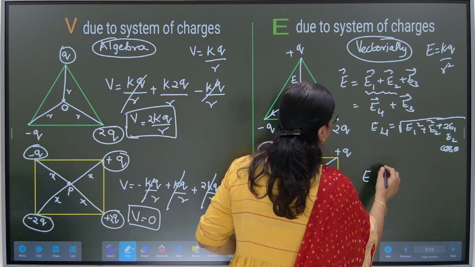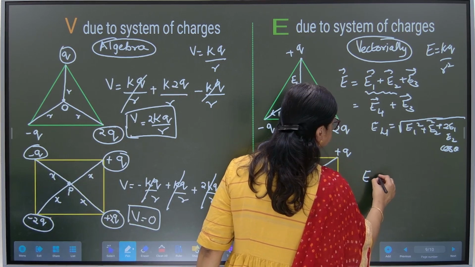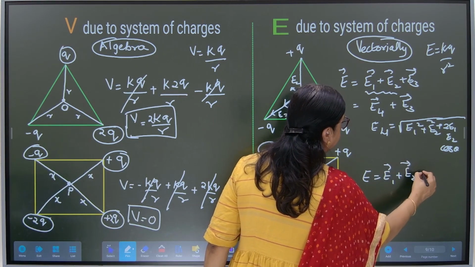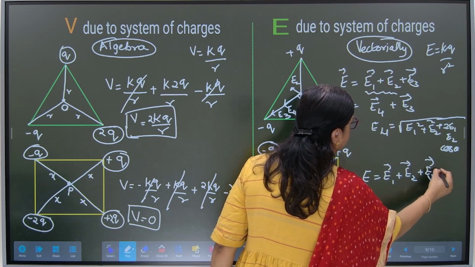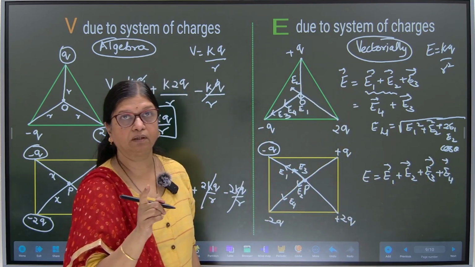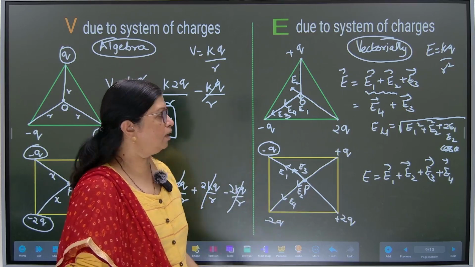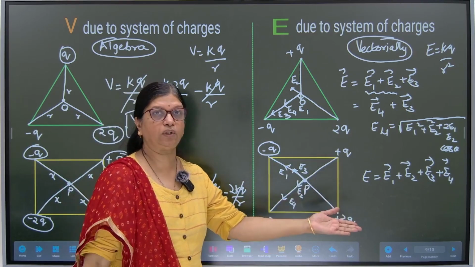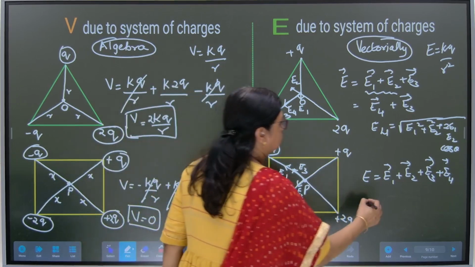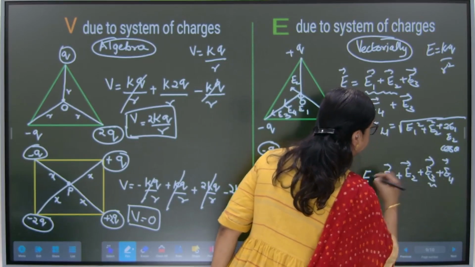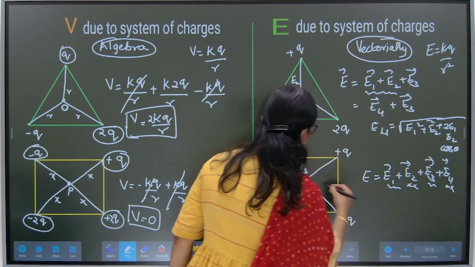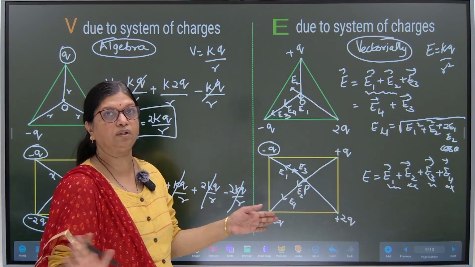E is equal to E1 plus E2 plus E3 plus E4. I have to add these electric fields vectorially. How do I add them? Find out individually. And because E1 and E3 are on the same line, I add them. And E2 and E4 are also on the same line. So I add them directly after finding out their values.